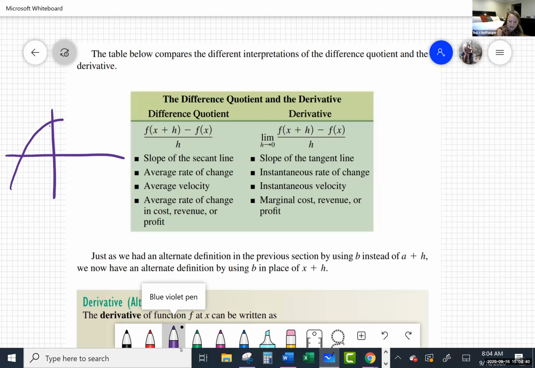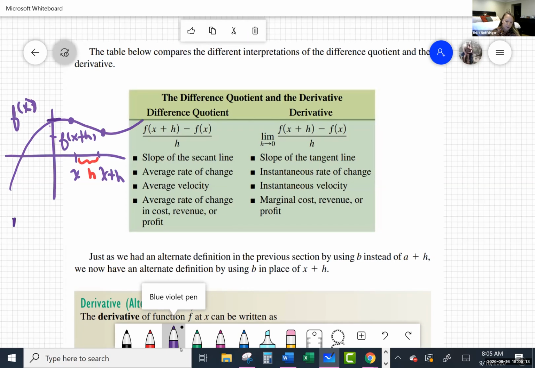Basically we took something here, which was x, and we added h to it, and we had 2 points on the function. This here was f of x, the y value. Down here was f of x plus h. So all of this was the slope between these 2 points.